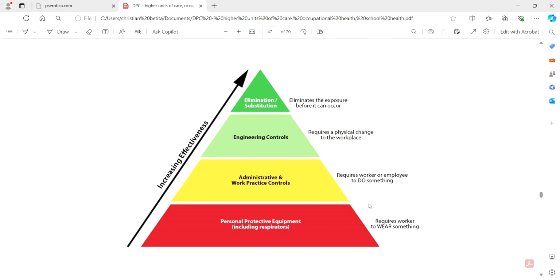So personal protective equipment at the bottom, administrative and work practice controls. So administrative and work practice controls, these are policies. Engineering controls, these are mga measures that are put in place in the workplace. So this might have to do with, like, say, the manufacturing process itself, etc. And the elimination substitution, you are eliminating the exposure before it can occur, or you are substituting the harmful substance for something else, or you're completely eliminating the hazard.